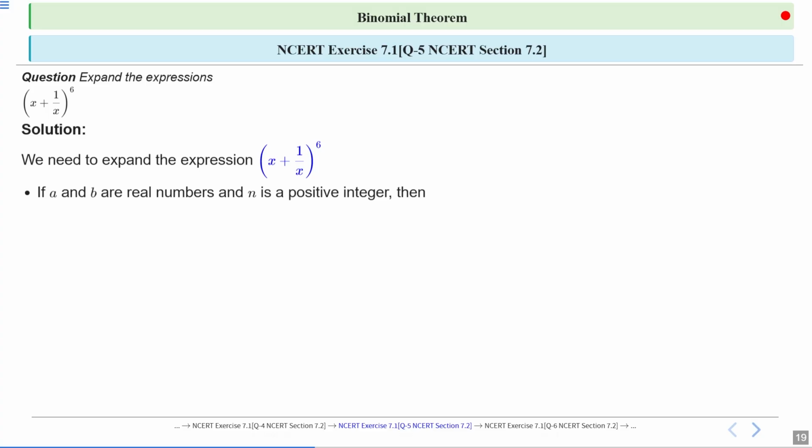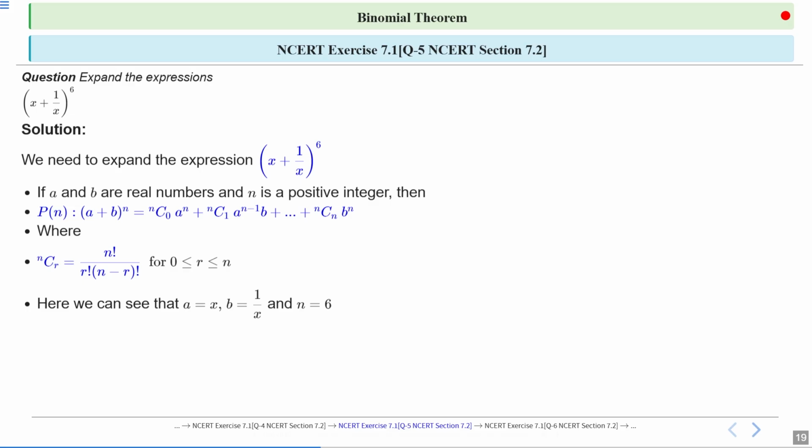So if a and b are real numbers and n is a positive integer, then (a plus b) raised to the power n is nc0 a to the power n plus nc1 a to the power n minus 1 times b plus dot dot dot plus ncn b to the power n, where ncr is n factorial upon r factorial times (n minus r) factorial for 0 less than or equal to r less than or equal to n.